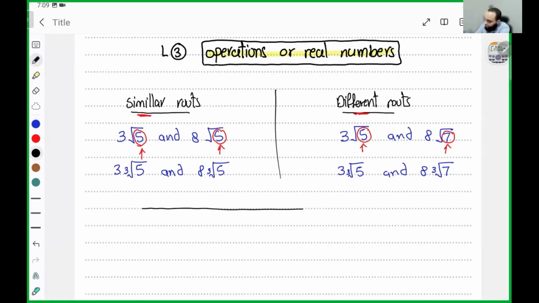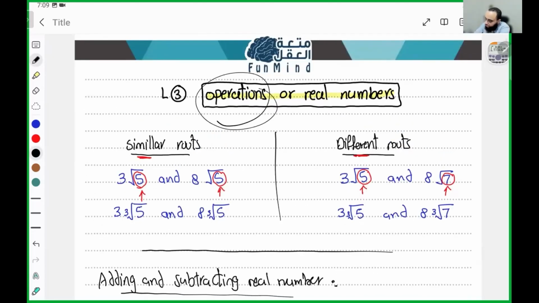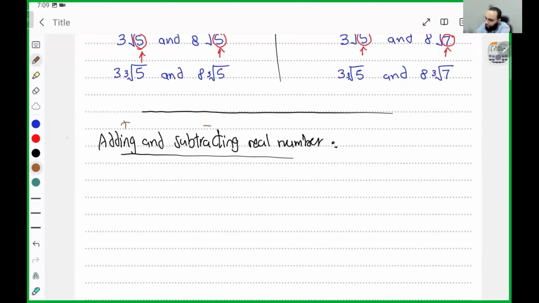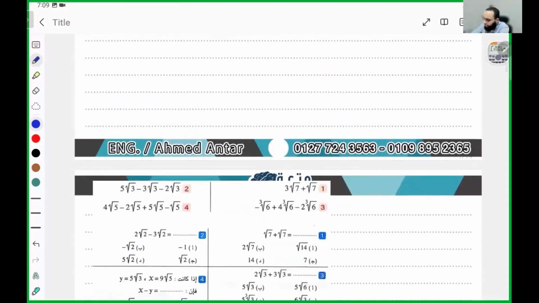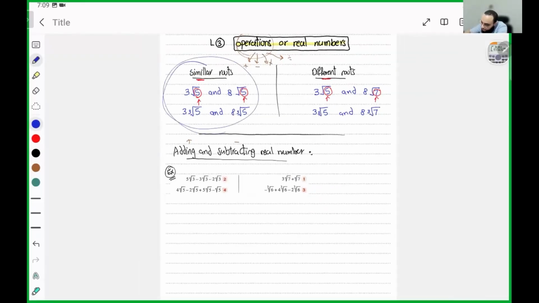Okay. Right now we are gonna talk about adding and subtracting real numbers. The title of the lesson is operations on the real numbers. So the operations are addition, subtraction, multiplying, and dividing. Firstly, we're gonna talk about adding and subtracting. Let's take this question. The first important thing you have to know is that if you wanna add or subtract two real numbers, they must be similar roots. If they have different roots, then we cannot add or subtract them.